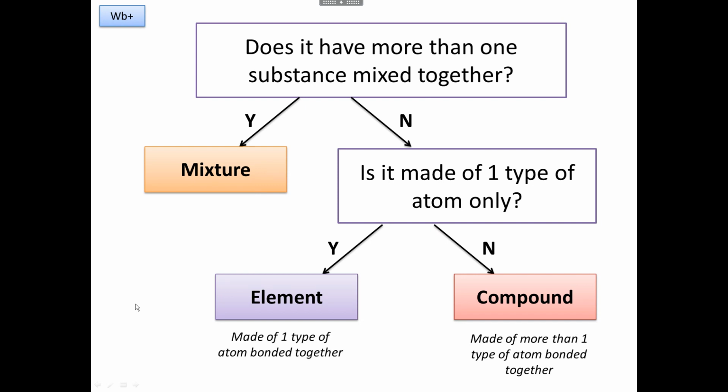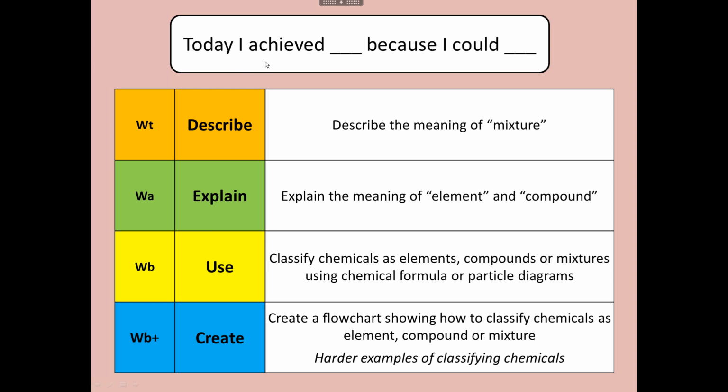Okay, time to reflect and think about what you have achieved today. Today I have achieved describe, because I can describe the meaning of mixture. Today I have achieved explain, because I can explain the meaning of element and compound. Today I have achieved use, because I can classify chemicals as elements or compounds or mixtures.